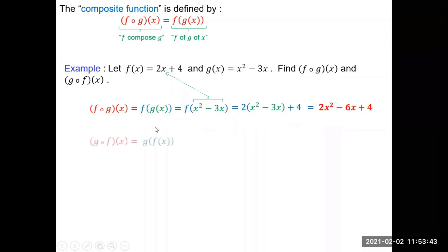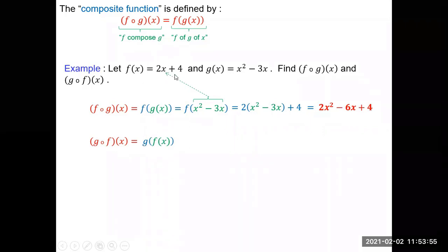Let's look at how that differs from the reverse direction, g compose f of x. Notice that this now says to take f of x and plug it into g. Well, f of x is 2x plus 4. So why don't we first write this as g of 2x plus 4. And now realize that we're taking 2x plus 4 and plugging it in as the input to the function named g. So notice g of x is right here.